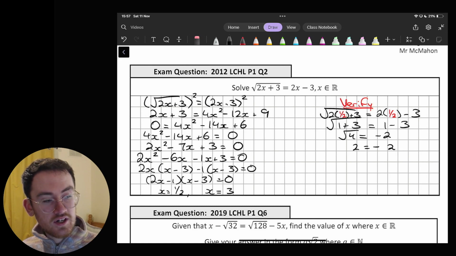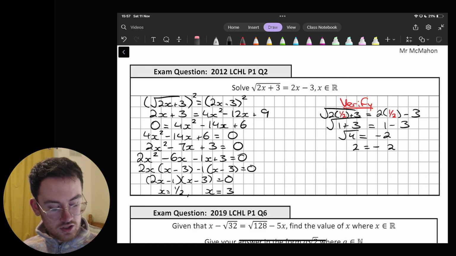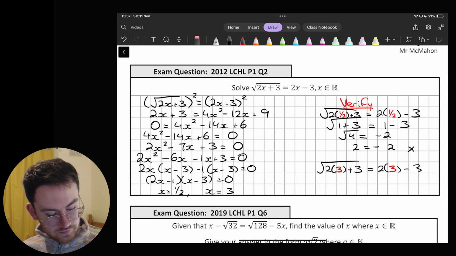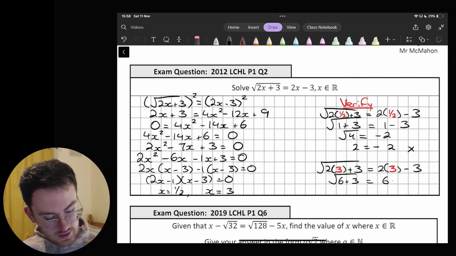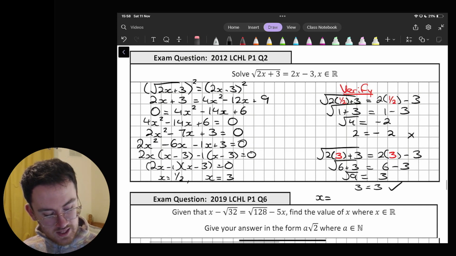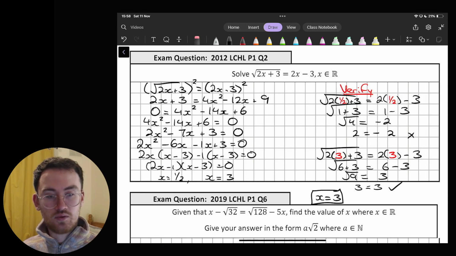And of course, from our little discussion earlier on, we know that it's not. Looking at the second option here is 2 times 3 plus 3 equal to 2 times 3 minus 3. Well, is root 6 plus 3 equal to 6 minus 3? Is root 9 equal to 3? And we know, of course, 3 is equal to 3. So our answer for that first question is that x is equal to 3 and only 3.